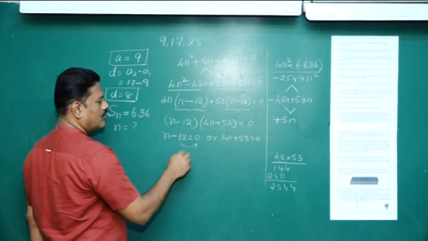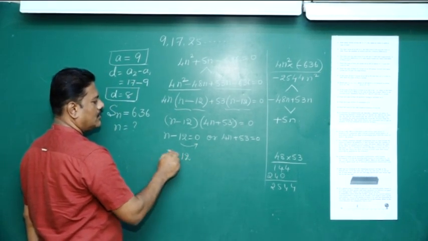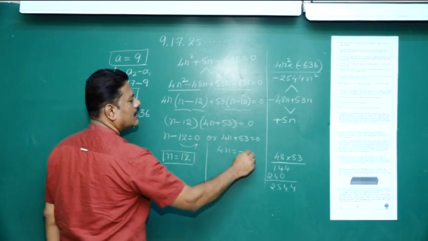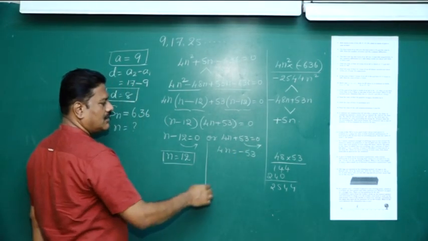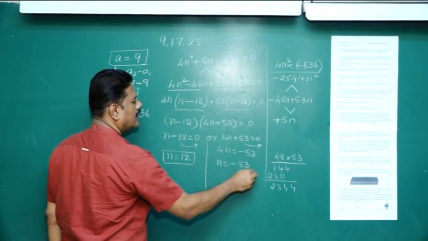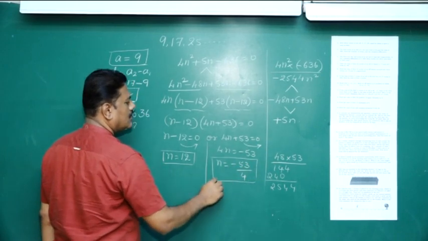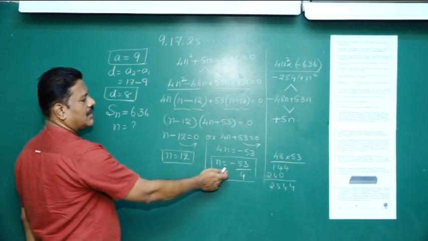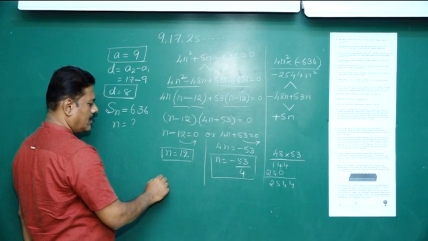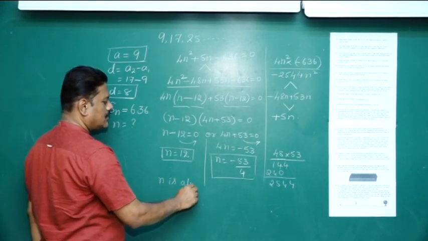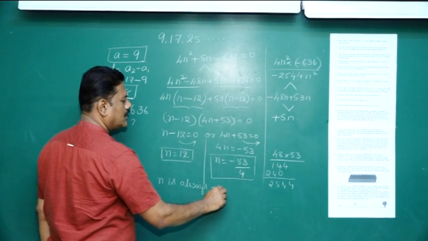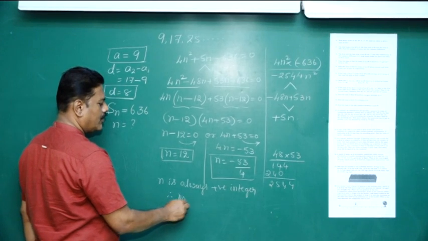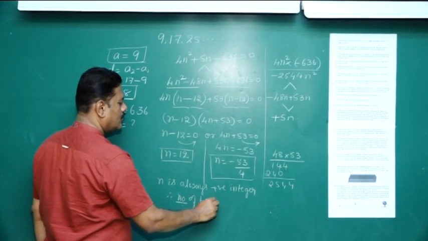So minus 12 will go that side and it will become 12. So you will get the value of n as 12. When you solve this linear equation, plus 53 goes that side, minus 53, n is equal to minus 53 by 4. See, you got the value of n. But n is always a positive integer. So therefore, rejecting the negative value, the number of terms is equal to 12.